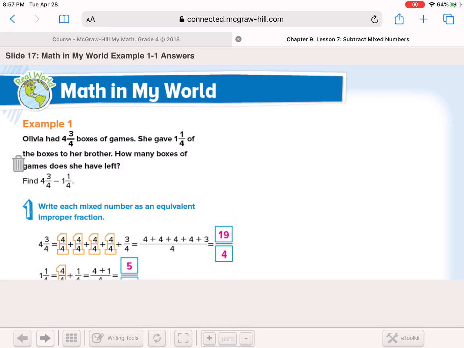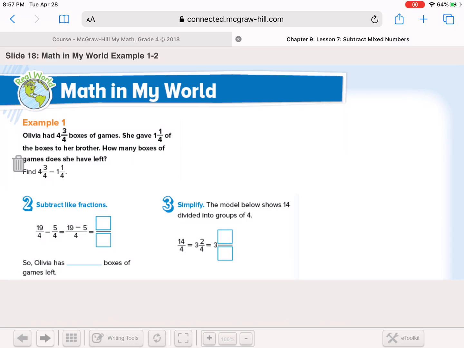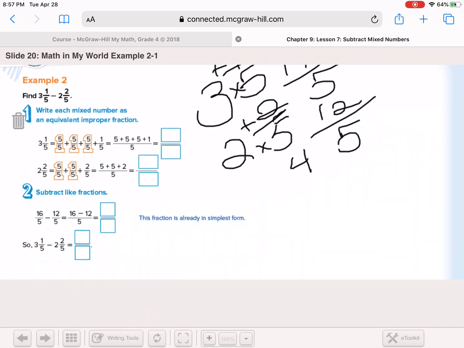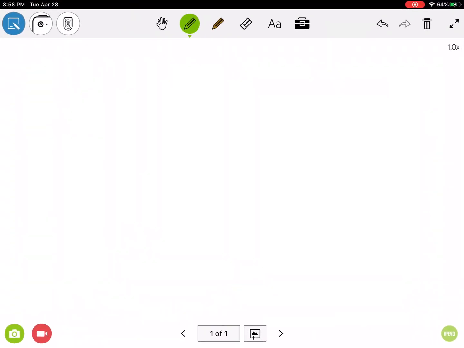Next one. Yeah, see, they went through all this, but you just needed to just do. Okay. Is this the same one? Yeah. Yep. Wow, that was a long problem. Okay. So I'm going to do it here. 3 and 1/5 minus 2 and 2/5.